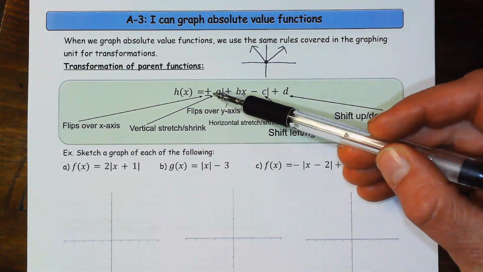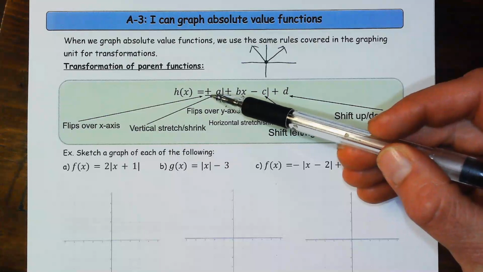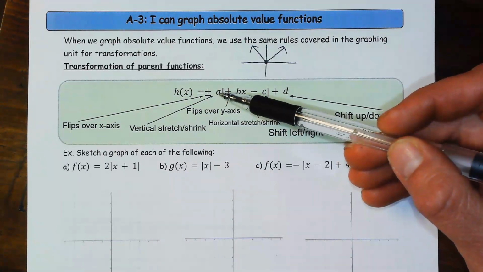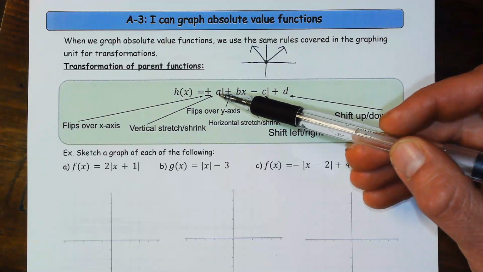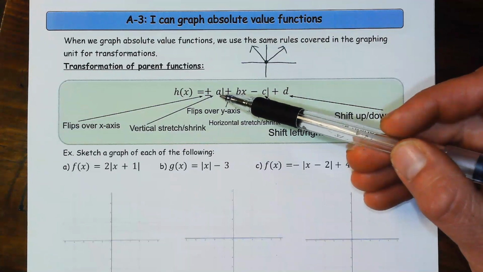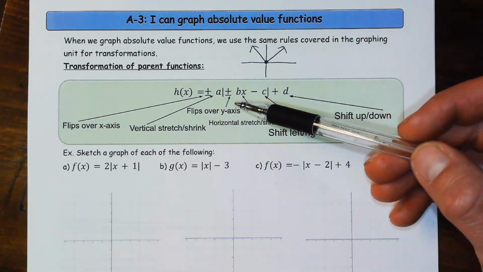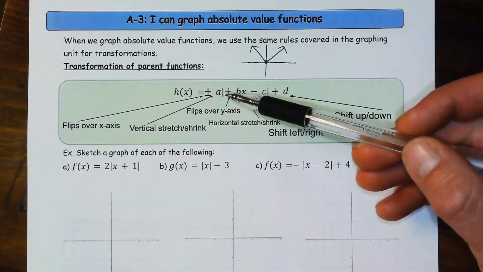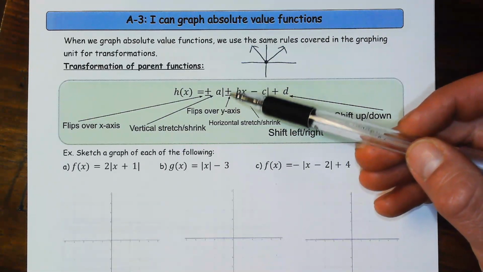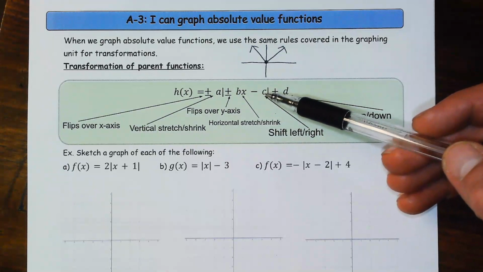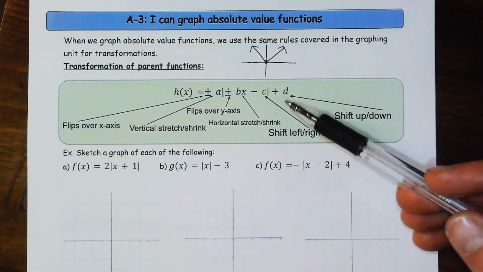If you have a plus or minus on the outside, a minus is going to flip it over the x-axis. This is going to be a vertical stretch or a shrink. If it's bigger than 1, like a 2, then it would stretch. If it's smaller than 1, like 1/2, it would shrink. The stuff on the inside is the opposite, so this will flip you over the y-axis. This will be a horizontal stretch or shrink. The C moves you left and right, and the D moves you up and down.